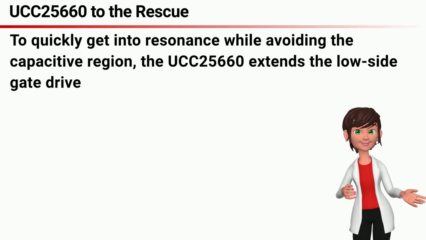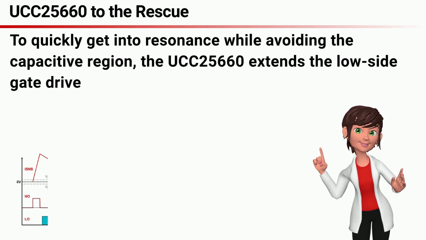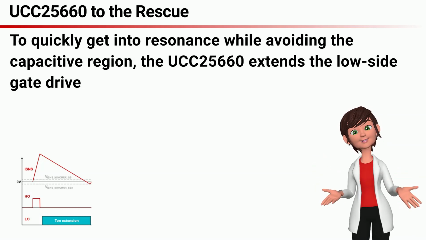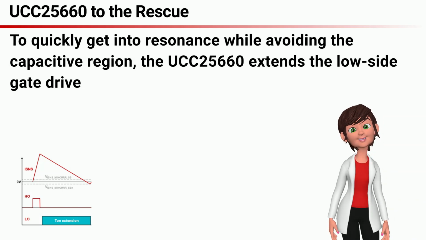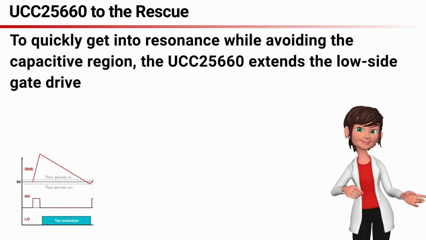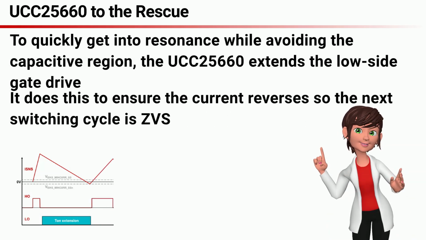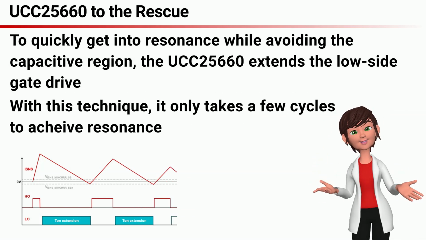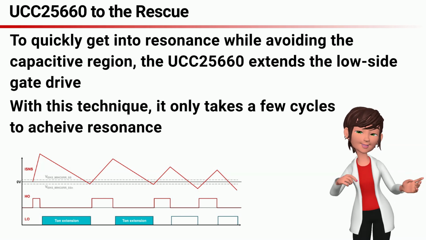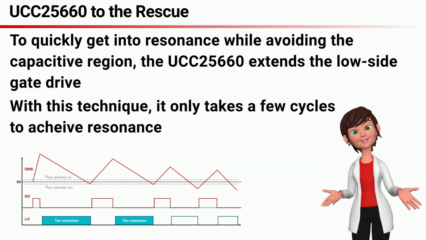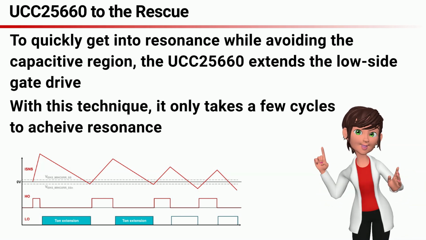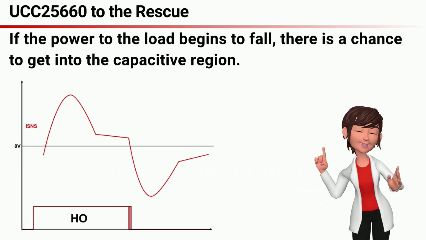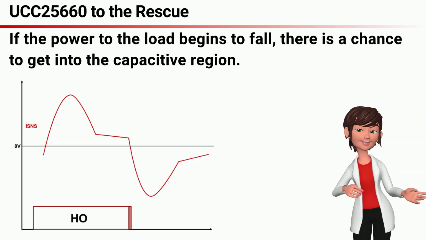To quickly get into resonance while avoiding the capacitive region, the UCC25660 extends the low-side gate drive after the first high-side pulse is terminated. It does this to ensure the current reverses so the very next high-side pulse is ZVS. By doing this, it only takes a few switching cycles to get into resonance, and only the very first pulse is hard switched. If the power to the load drops suddenly, there is a chance to enter the capacitive region.